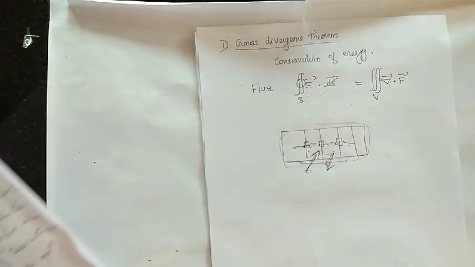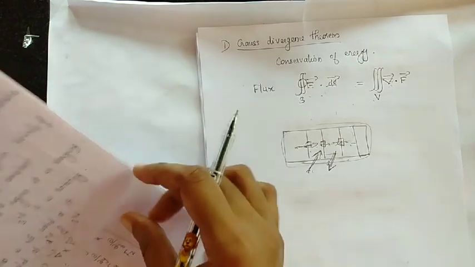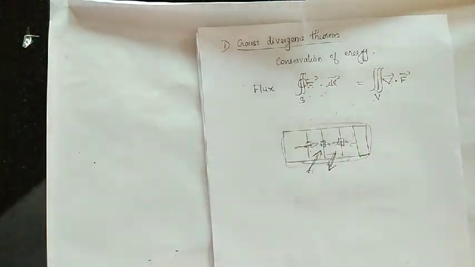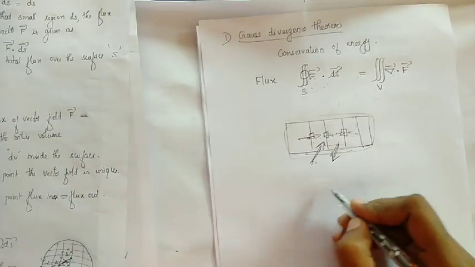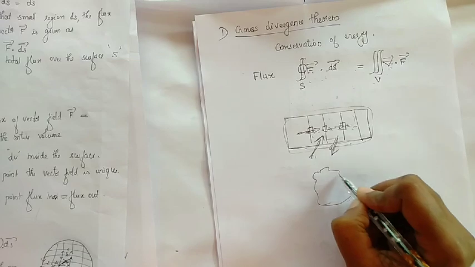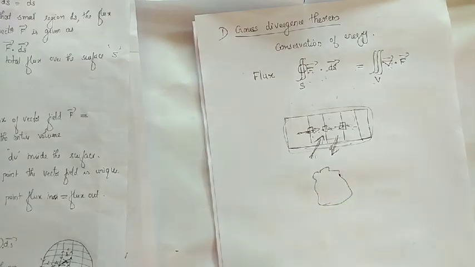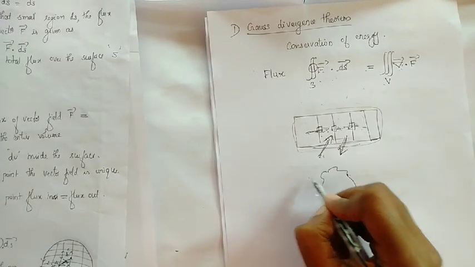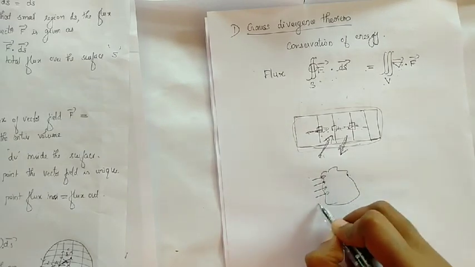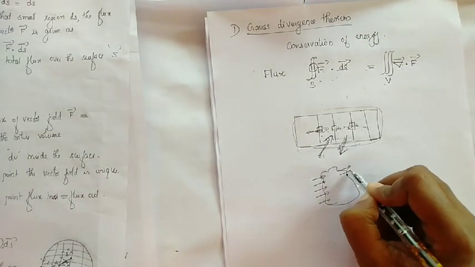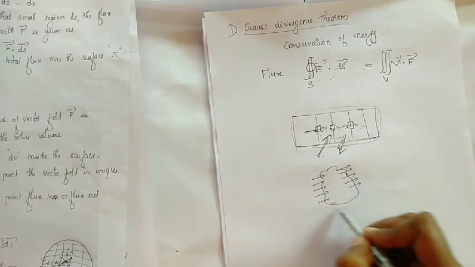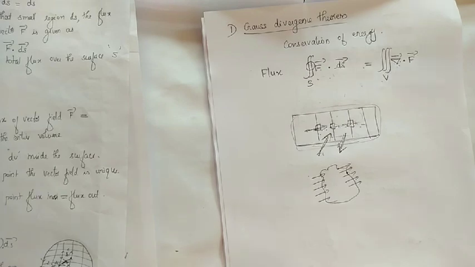That is one simple example to understand its meaning. Otherwise, in a physical sense, consider a closed surface. Every element of the surface we can take as dS, and a vector quantity F is moving in this direction. Its direction is indicated by the arrowhead and its magnitude is given by the length of the vector, something like that.